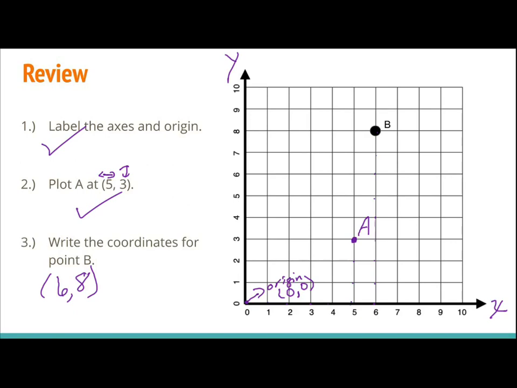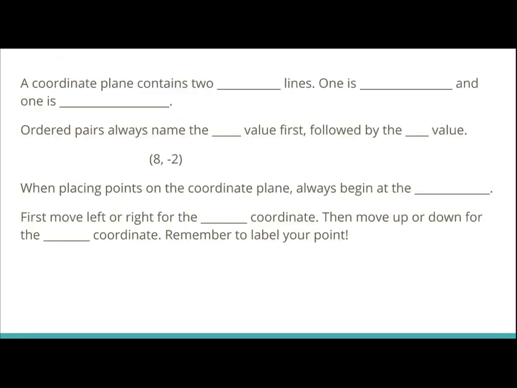Hopefully, in this quick review, you remember all this about the coordinate plane. What you need to know is that it really contains 2 number lines. That's all the axes are, 2 different number lines. One is horizontal. That's our x-axis, and one is vertical. That's our y-axis. Ordered pairs always name the x value first, followed by the y value. So think of it as being in alphabetical order. First, we have our x. Second, we have our y. Every ordered pair is that way.